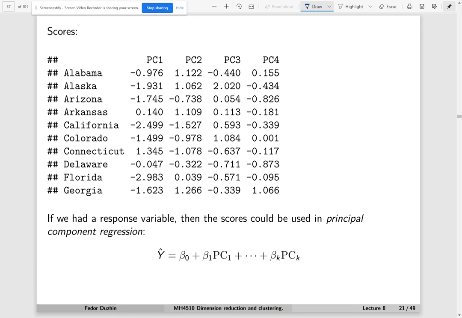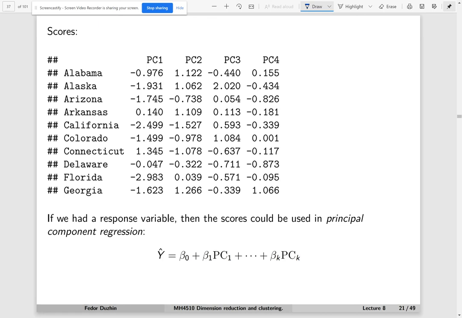Now, principal component analysis is an unsupervised algorithm. So we do not need a response variable to run principal component analysis. But if we have a response variable, then we could do a principal component regression, right? So we could just use principal components as new variables that replace the original variables. And sometimes it makes more sense.